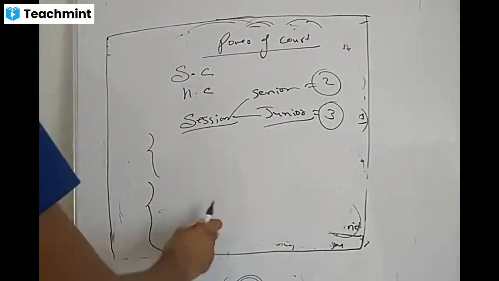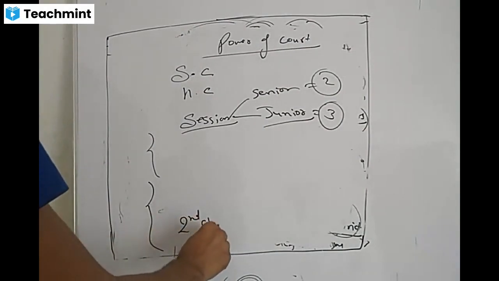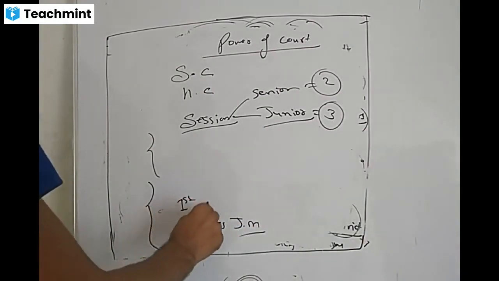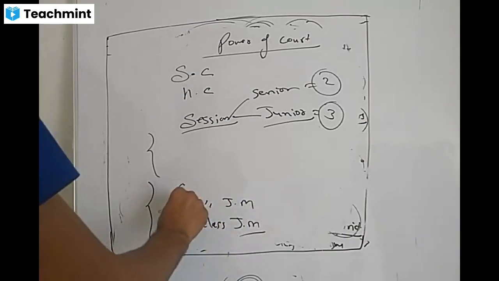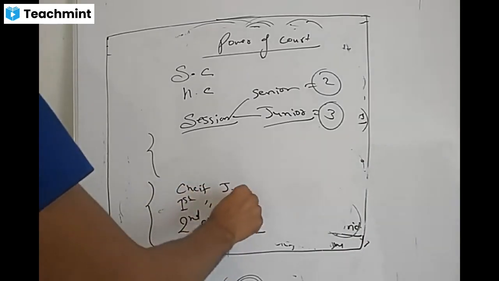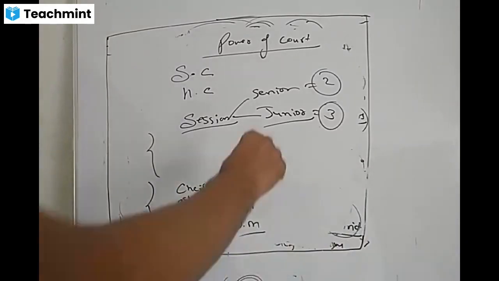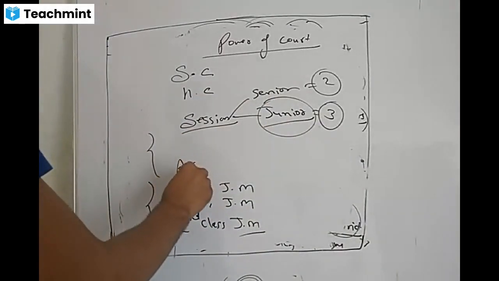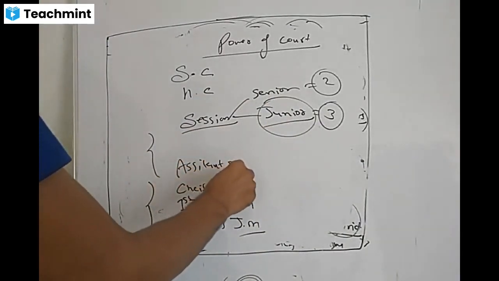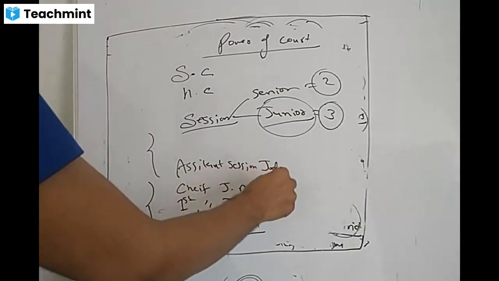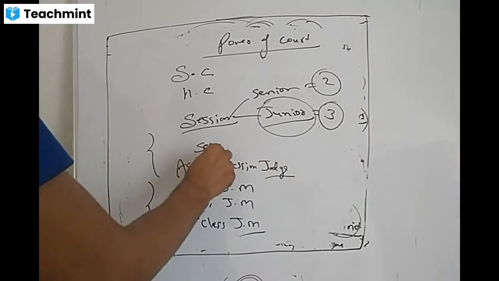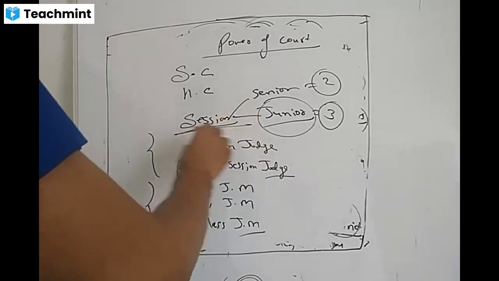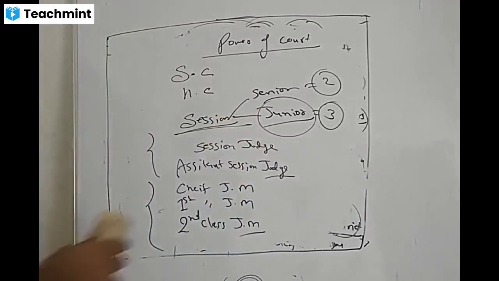First will be your second class judicial magistrate. Then first class judicial magistrate. Then chief judicial magistrate. So all the J's are juniors. Then move a little up, you will find assistant session judge. And then more senior is your session judge. So these are the session court seniors and juniors.